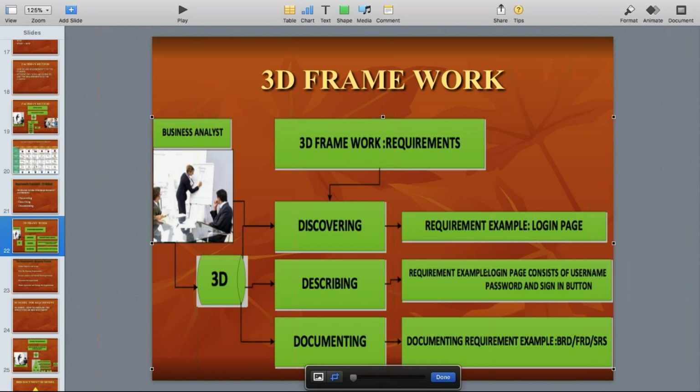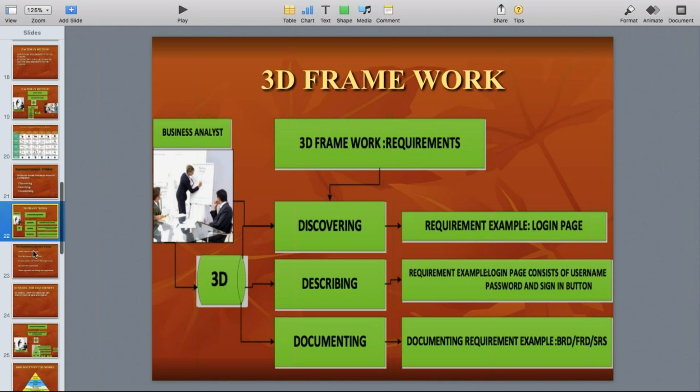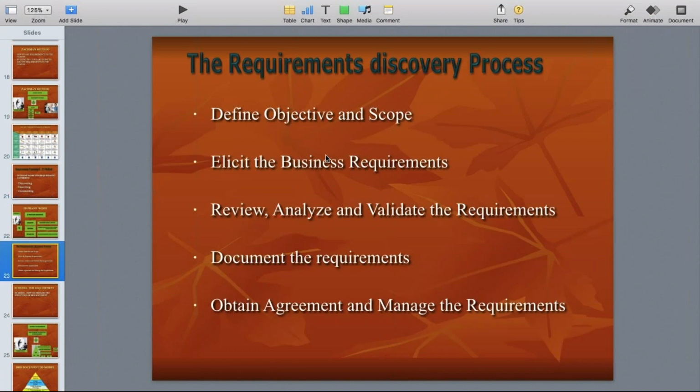And these requirements can be a functional requirement, a non-functional, a system, or a data requirement. As a BA, you take care of functional and non-functional. System requirements means a systems analyst may come with a new idea, new software related, technology related, programming related. Like that. This is 3D: discovering, describing, and documenting.